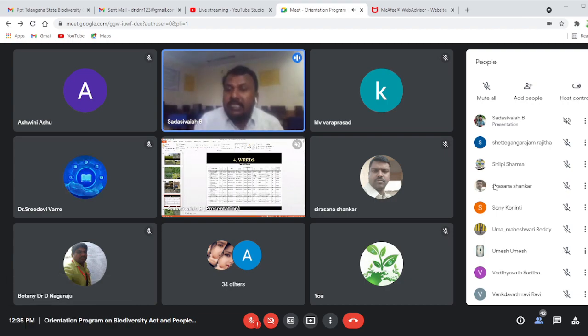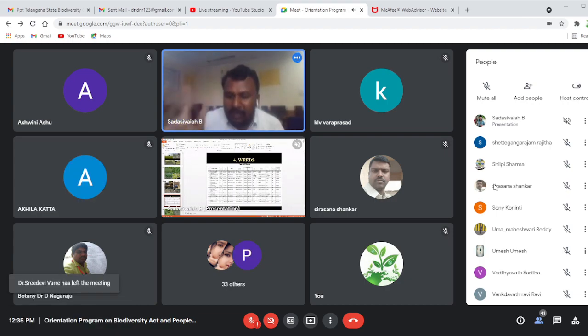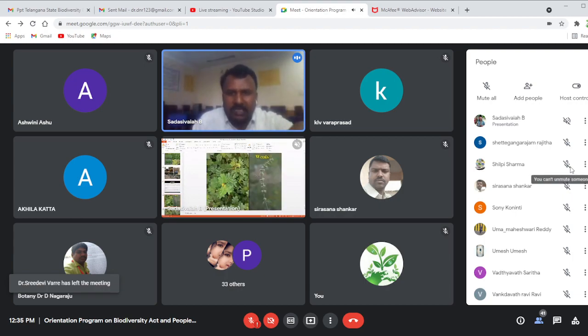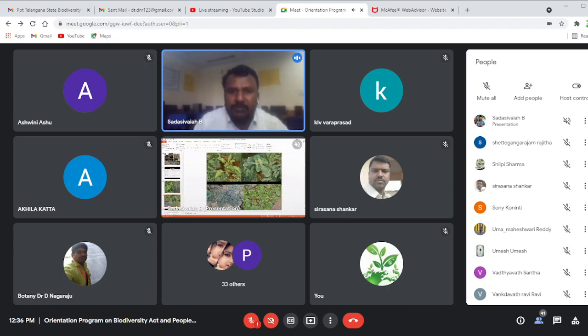And then other details if any, and the knowledge holder. This is about the weeds. Then these are some of the common weeds I am showing here. You can see here common weeds.